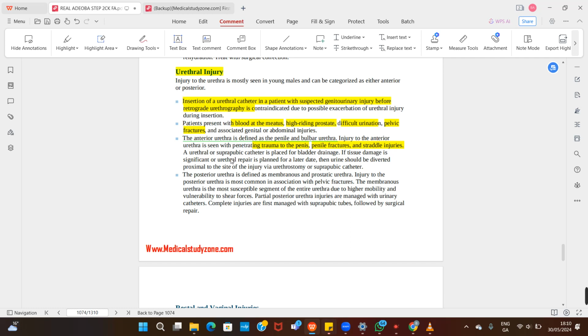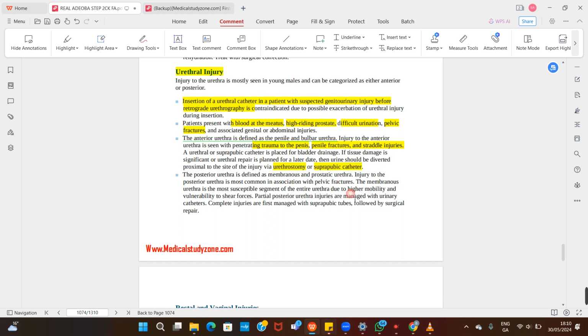to the urethra, right? If the tissue damage is very significant, or you want to delay the surgical repair, particularly for complete transection, you might want to divert the urine initially and do the surgical repair later. While you wait, you want to divert the urine so that you can allow that area to heal, to allow the inflammation there to subside, right? So you can do a ureterostomy, sorry about that, a urethrostomy, or you can insert a suprapubic catheter.